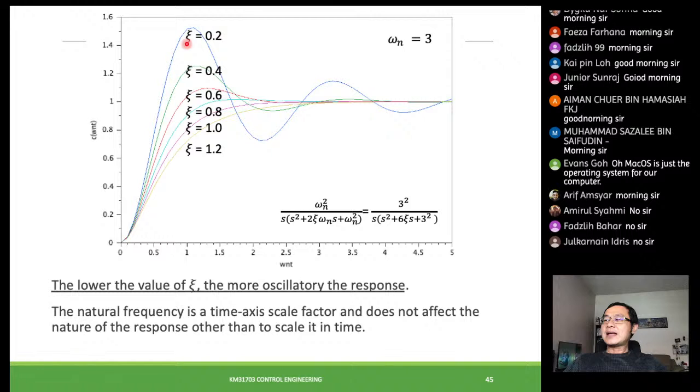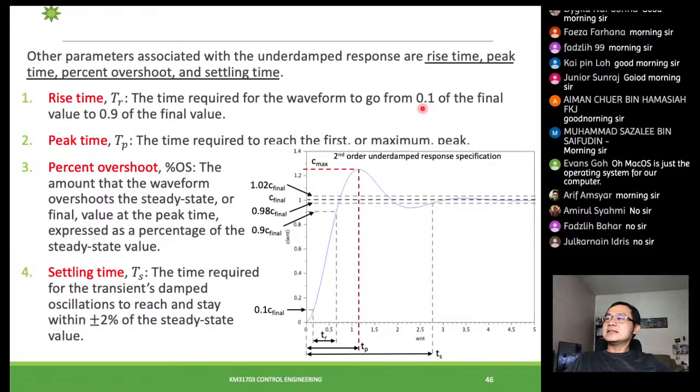So you can see that they are still oscillating and peak at a similar time. All right, so here are the definitions of the other parameters to represent the performance of a second order system. The first thing is the rise time. The definition of the rise time remains the same: from 0.1 to 0.9 of the final value, how long it takes. So what you need to do is plot it out from the curve, take 0.1 to 0.9, and measure the time between them.